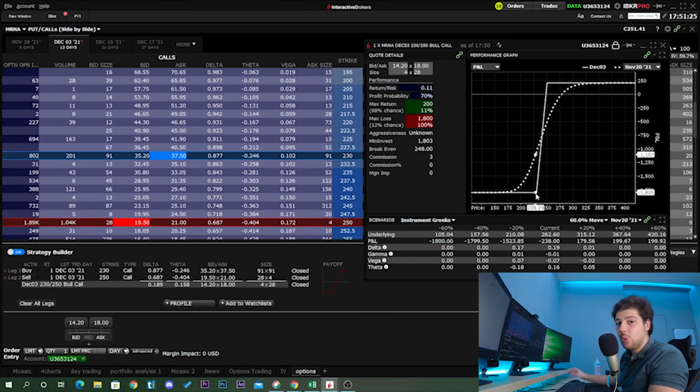Your maximum loss will happen when both contracts go below $230, and your maximum profit will happen when both stocks go above $250. And the same thing as any other spreads, you have your profit probability and risk reward ratios.